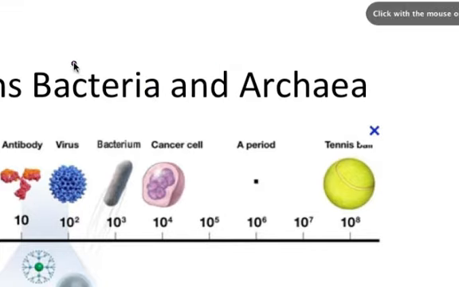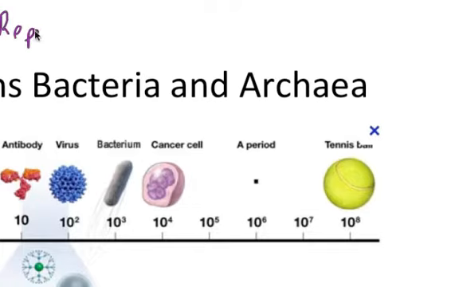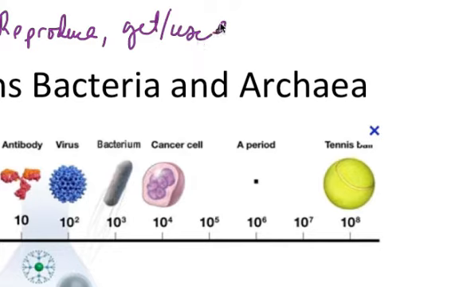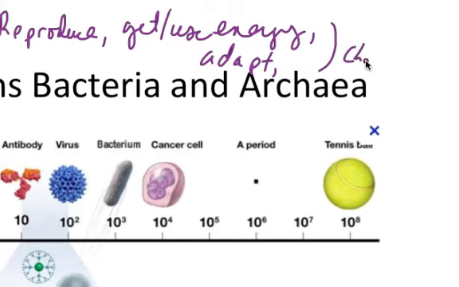What they do have, though, are what all other living organisms will have. They will have those characteristics of life. They are able to reproduce. They are able to get and use energy. They're able to adapt. They're able to evolve. They're able to respond to stimuli. So all of these different characteristics of life, which are all in Chapter 1, Section 1, all of those characteristics of life, these two groups, these two domains do indeed have.